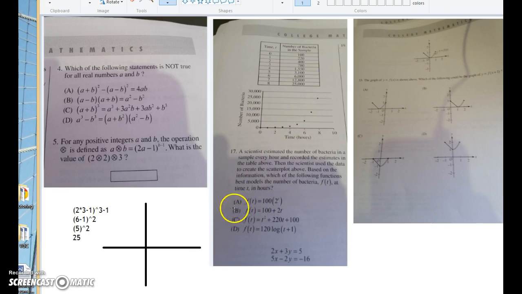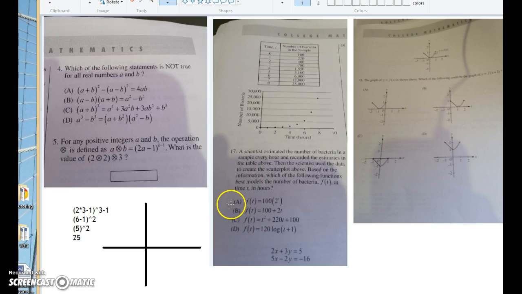The third one, or letter B rather, is a linear graph. It's got one number for its slope and one number for its y-intercept. So you would start at 100 and you go up by 2 every time. It should be a straight graph. That's not straight, it's curved.